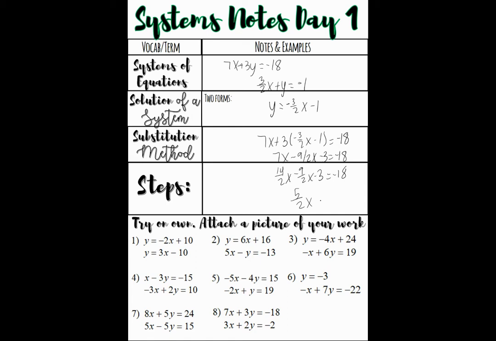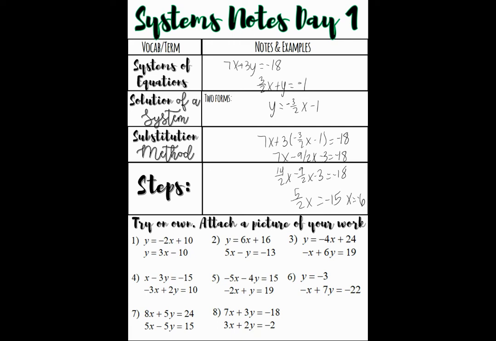We get negative 15. So now we are going to multiply by the reciprocal, so 2/5. Negative 15 times 2 divided by 5. We get our x as negative 6.